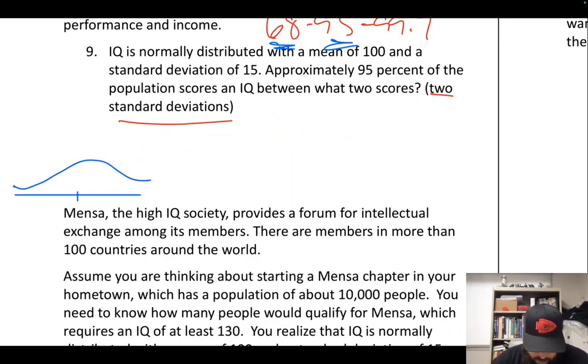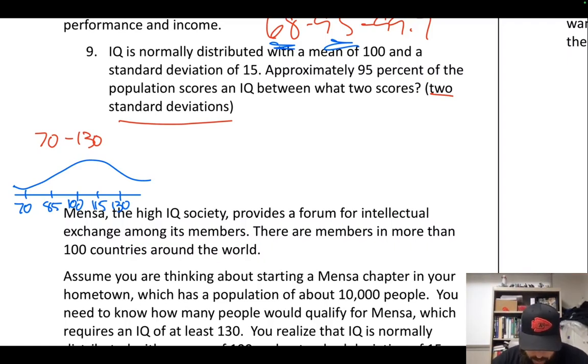Our mean was 100, so 1 standard deviation up is 115, 2 standard deviations up is 130, and then we subtract to work our way down. So 1 down is 85, 2 down is 70. So then from this, we could say that 95% of people have an IQ between 70 and 130.